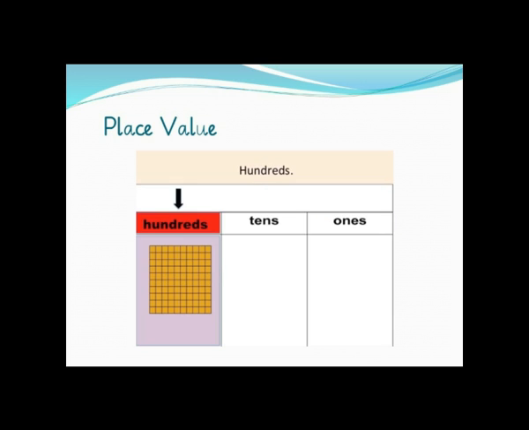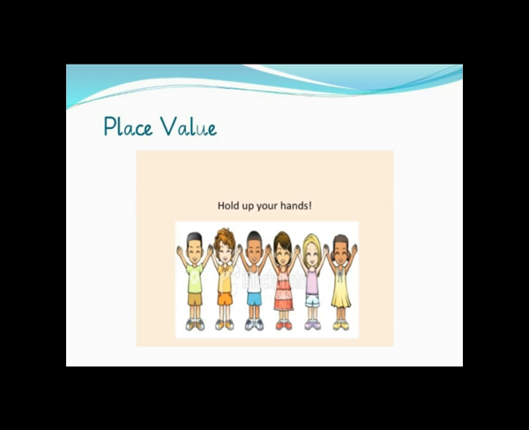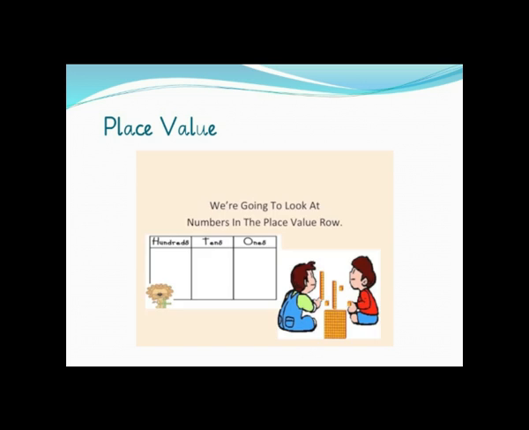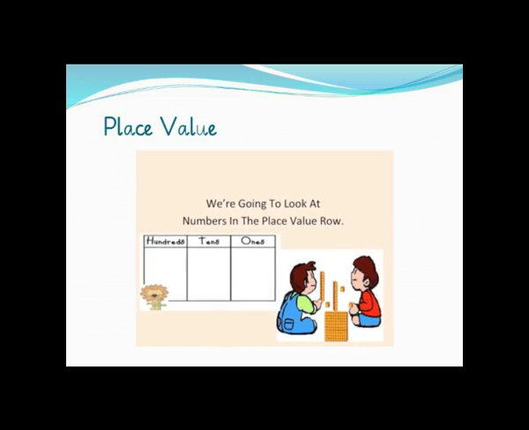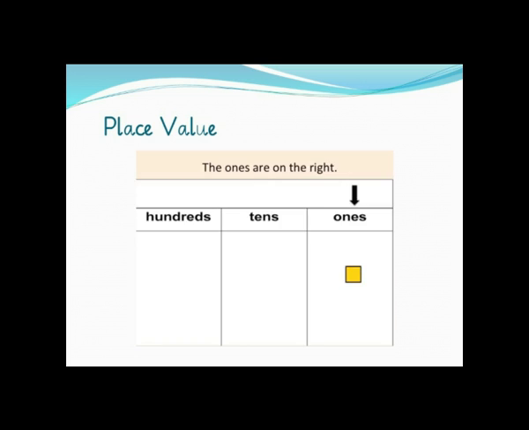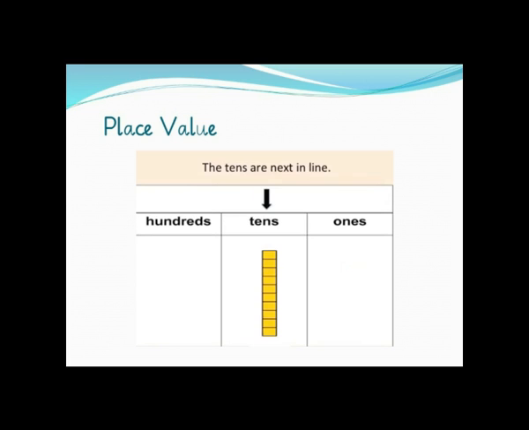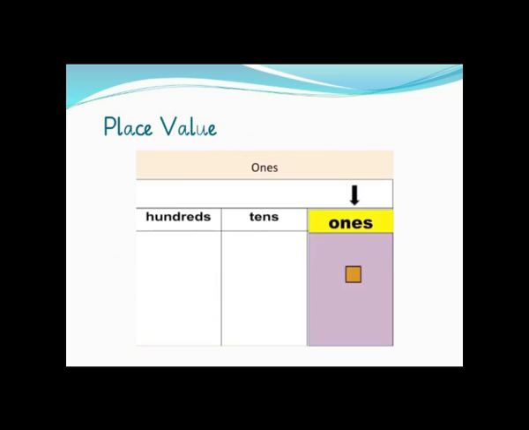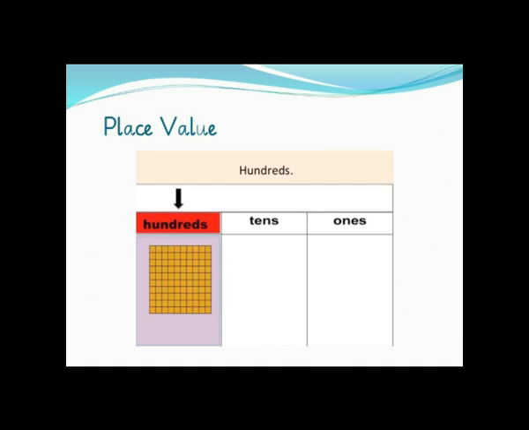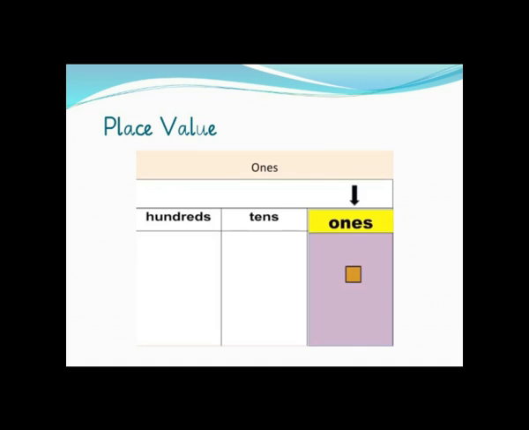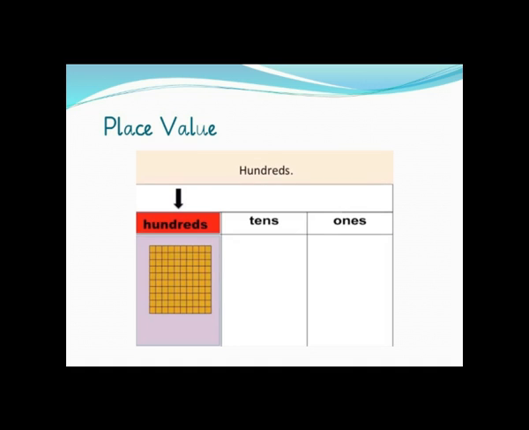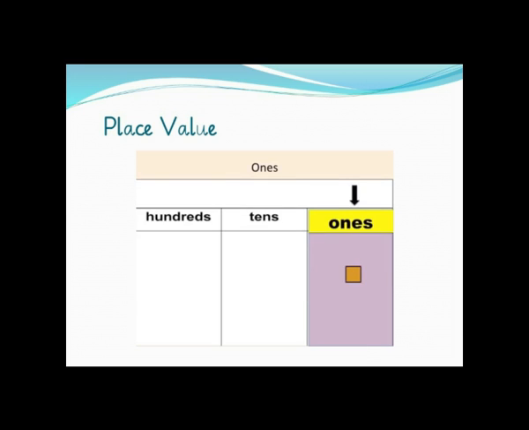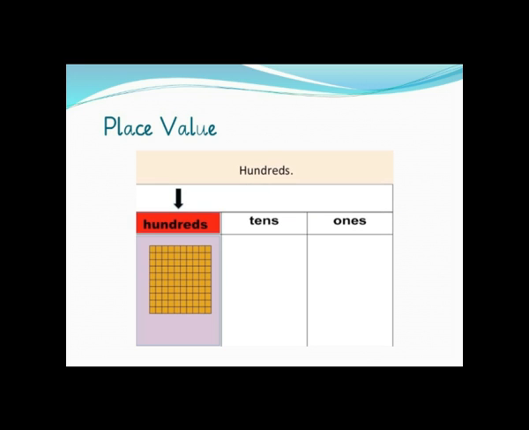Ones, tens, hundreds. Hold up your hands and look down your nose. We're gonna look at numbers in the place value row. The ones are on the right, the tens are next in line. Move once more to the left for the hundreds every time. Ones, tens, hundreds.